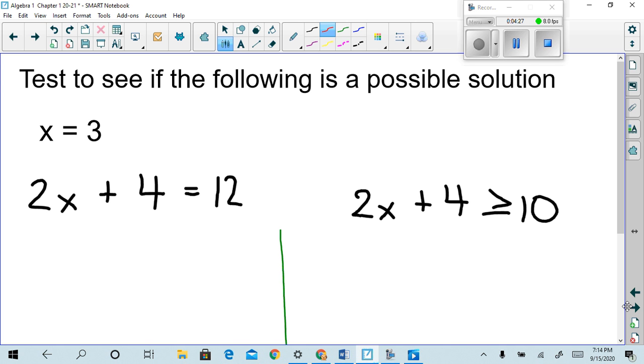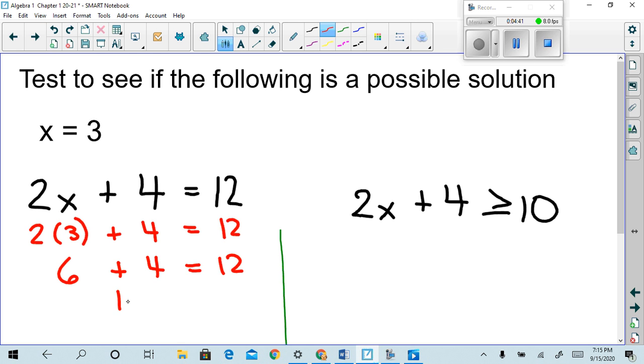And I switched it up just a little bit. I've got 2 times 3, we're substituting in. We're going to simplify using a little order of operations here. And I get 10, and 10 does not equal 12, so I would say 3 is not a solution. So basically, solution or not a solution? That is the question.